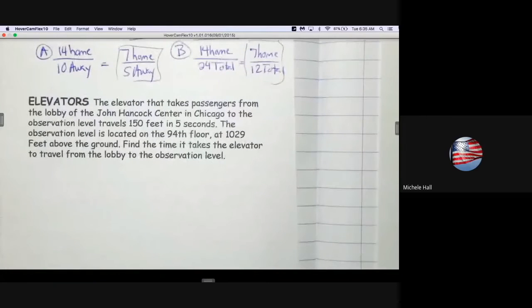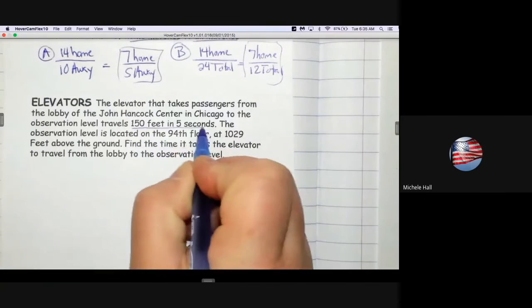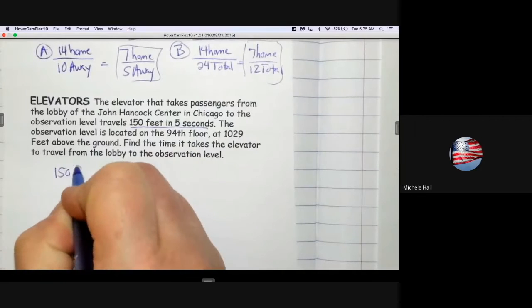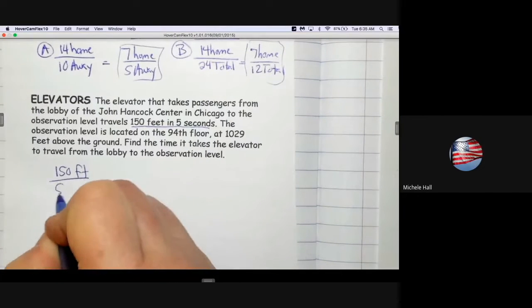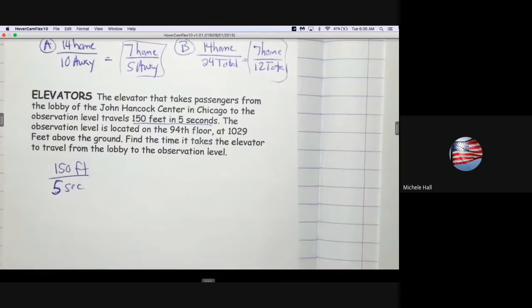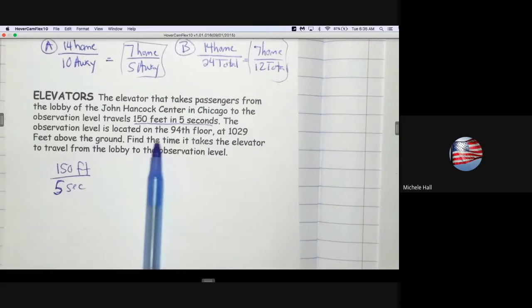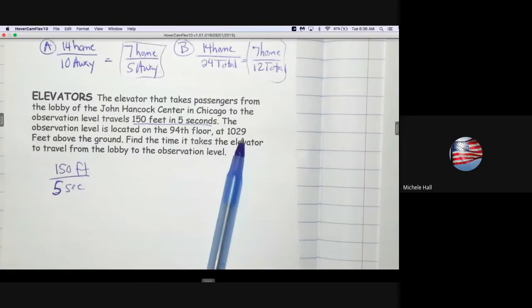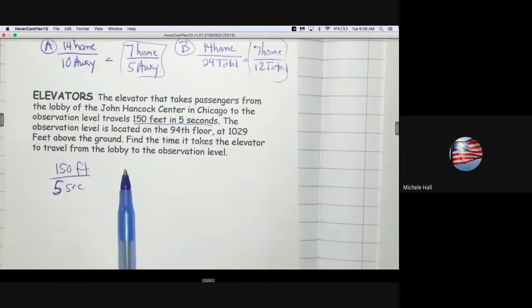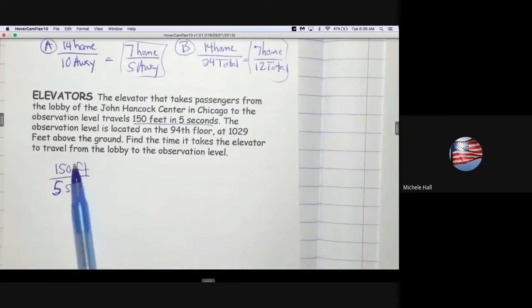Elevators. The elevator that takes passengers from the lobby of the John Hancock Center in Chicago to the observation level travels 150 feet in 5 seconds. There's a ratio. 150 feet in 5 seconds. The observation level is located on the 94th floor at 1,029 feet above the ground. Find the time it takes the elevator to travel from the lobby to the observation level.